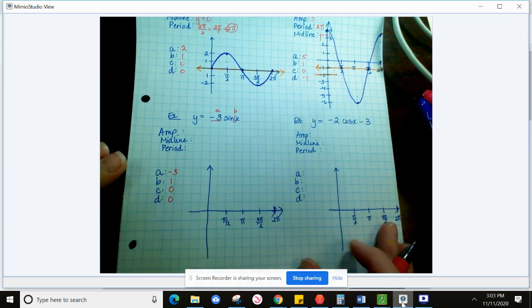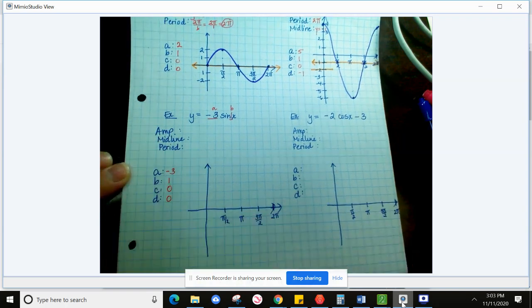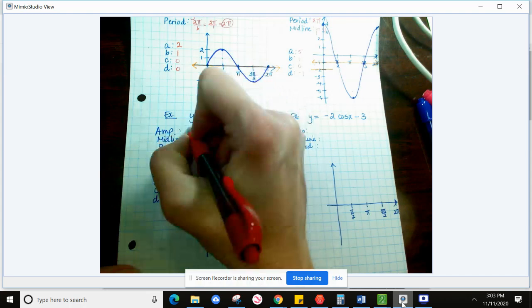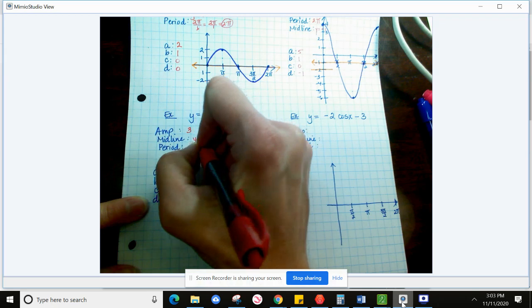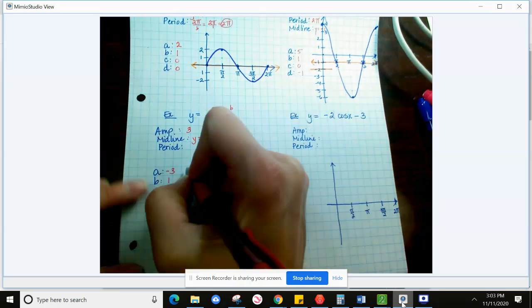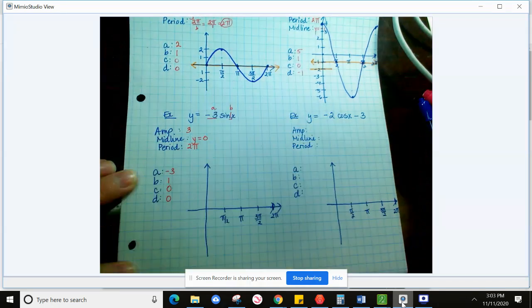All right, so the amplitude then, we need to talk about that because the amplitude is a distance from the midline to the curve. Distance is not going to be a negative number because we're not giving it a direction. So your amplitude by definition is a distance from the midline to the highest or the lowest point. So we're going to just give that a positive 3 value because that's what amplitude is defined as. Your midline is going to be 0. And then the period, since B is 1, is just 2 pi.